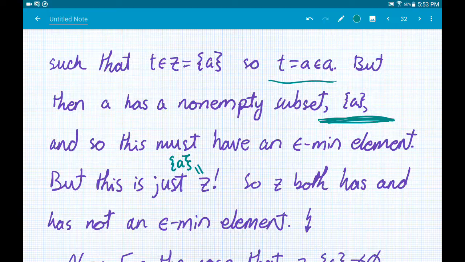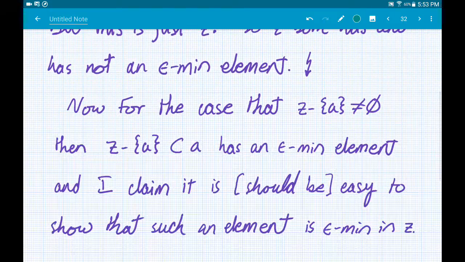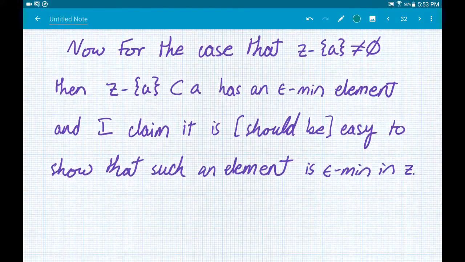Okay, we have one case left to consider. It is the case in which Z minus the set {a} is not empty, in which case we can think about Z minus {a}, which now must be a subset of a, non-empty, and therefore has an in-min element. I claim that it should be easy to show that whatever that in-min element for Z minus {a} is, it is an in-min element for just Z itself. And here the proof is complete.